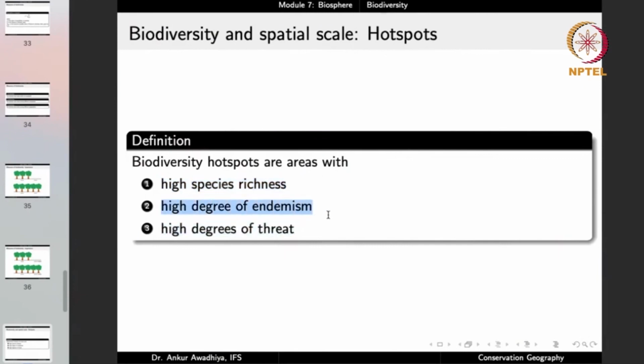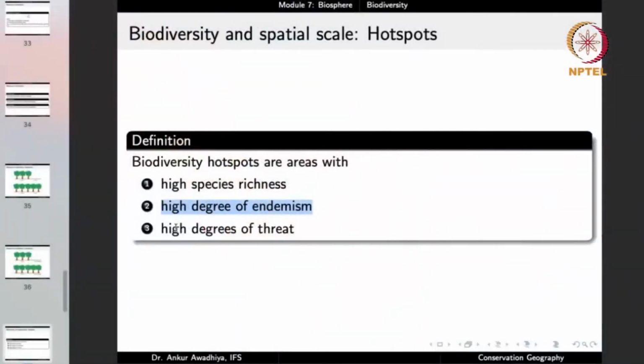When we talk about a high degree of endemism, it means that there are certain species that are only found in these areas and not anywhere else. Especially in the case of our Western Ghats, you will find a large number of species of frogs or species of snakes that are not found anywhere else in the whole world. So that is the degree of endemism, and high degrees of threat.